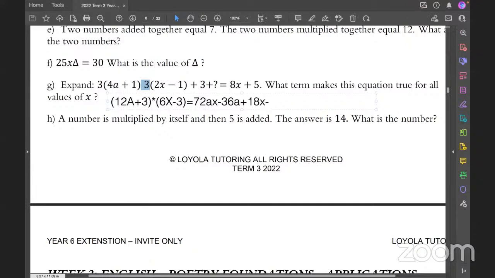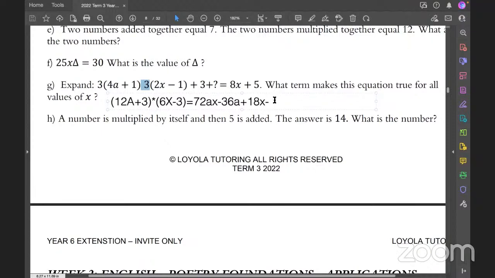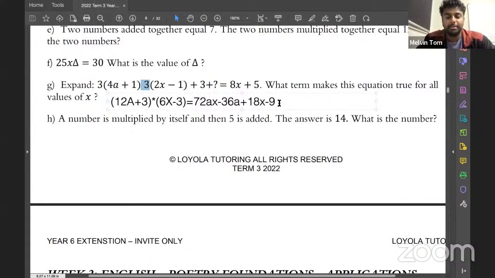3 times 3. Good job. Yes. Good job, Darsh. Negative 9. How did you get into Perth Mod, Darsh? I used my calculator. Genius stuff here. Big brain stuff.